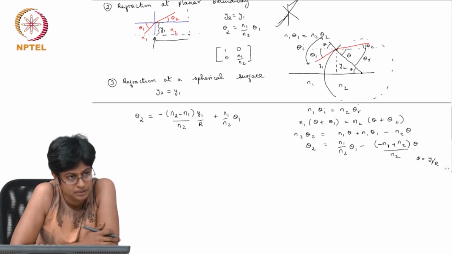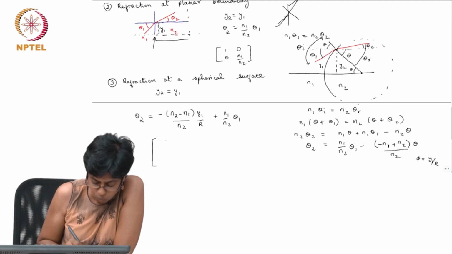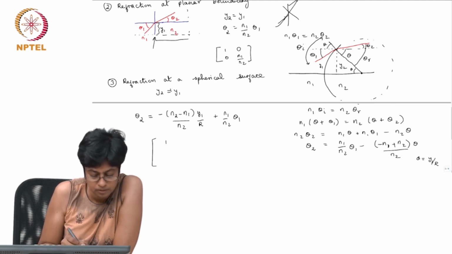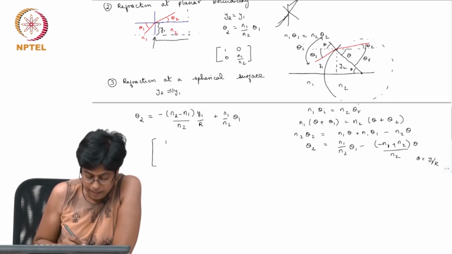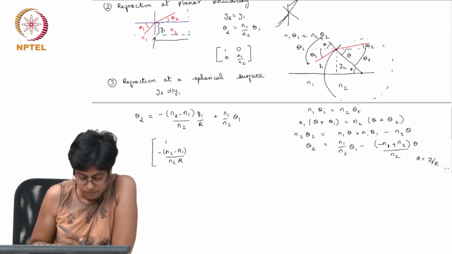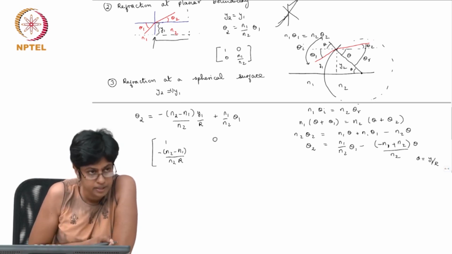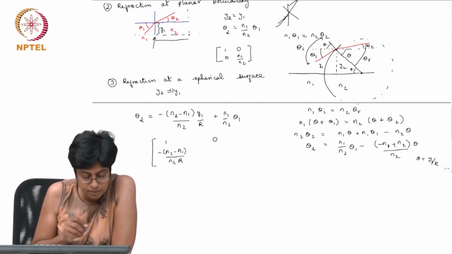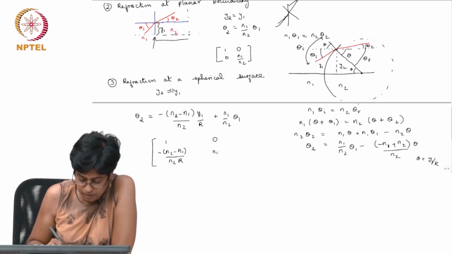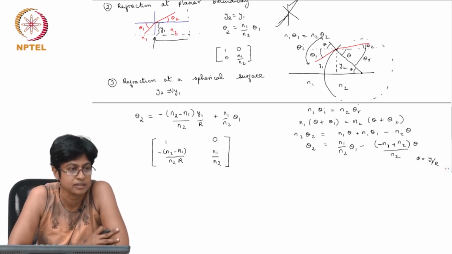And again I can write out the ABCD matrix for this. In the first case, the coefficient here is 1. Below that, the coefficient of y1 for theta 2 will be minus (n2 minus n1) by n2 r. There is no theta 1 term in the height, so there is a 0 there, but theta 1 does appear in the theta 2 expression. So, I have n1 by n2 here. So, this is the ABCD matrix for refraction at an interface.